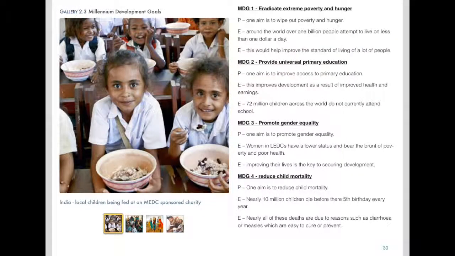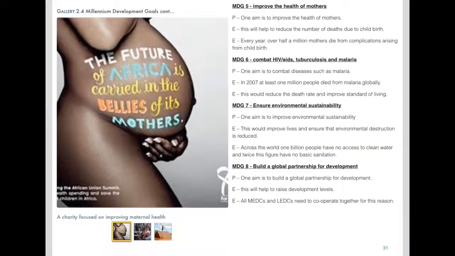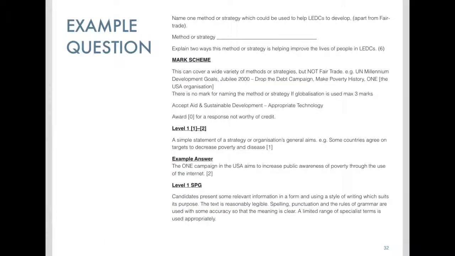The next 2 pages of your ebook give you the sort of point, explain, expand notes, including figures that go with each of those 8 targets. If you have a quick flick through these interactive pictures, it'll give you an idea of some of the issues that we're dealing with. Basically, you need to be able to construct your notes under each of the 4 headings with those point, explain, expand figures in there, paying particular attention to figures such as 72 million children, 10 million children die, and again you can see that this trend continues on with this section of notes on this page. So basically you need to know those 8 PEE notes.